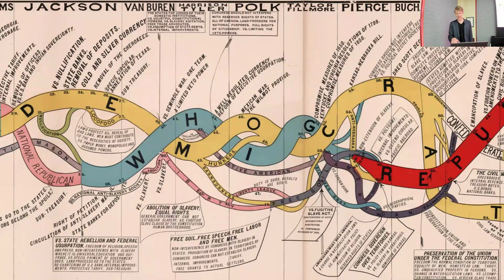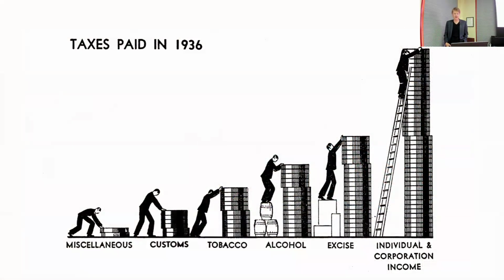It's not easy at all. This is 1880. I'm going to go to another one. This is a book from the mid 1930s called Billions for Defense.